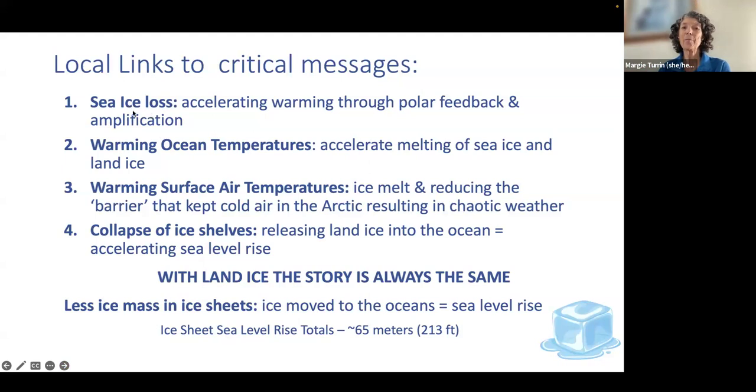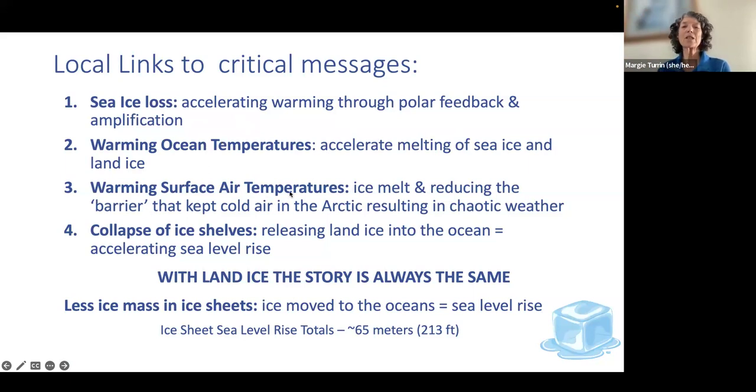In the sea ice, it's part of that accelerated warming. As we lose that ice, we're going to have that feedback amplification, and it really helps feed the whole global warming cycle. These warming ocean temperatures are accelerating the melting of sea ice and land ice. And again, that's going to feed that whole system of warming.